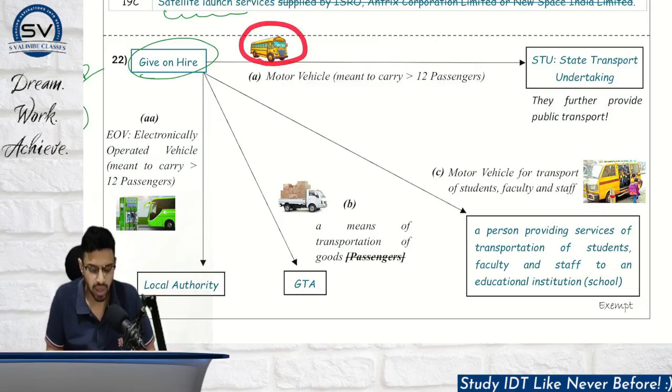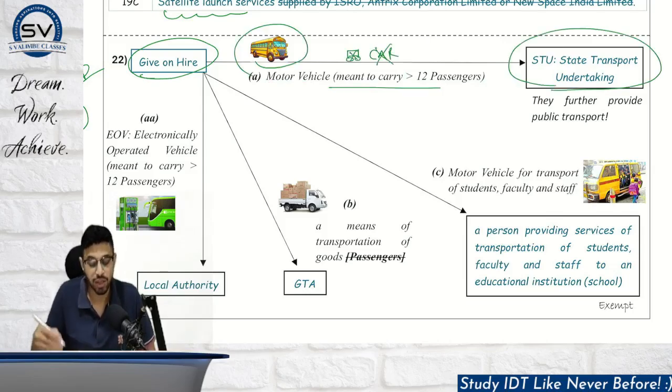Which is this motor vehicle? Why have you shown a bus, sir? Sir, bus is the picture because this is the motor vehicle meant to carry more than 12 passengers. So here we are not talking about a car. We are talking about buses, because they are further going to provide public transportation. So when I give this on hire, the consideration I am getting is exempt from GST. We are trying to lower the cost.